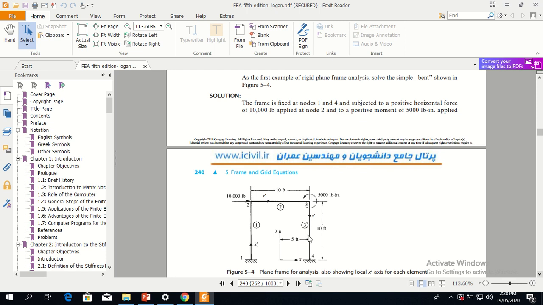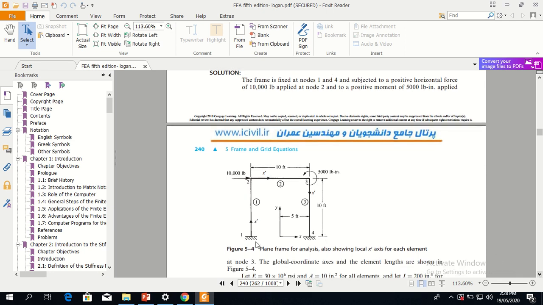This frame has 3 elements, 1, 2, 3, and 4 nodes. So the boundary conditions are that node 1 and node 4 are fixed. That means no displacement will be here, and node 2 and node 3 will show displacements, and force is acting at node 2 and moment is acting at node 3. These are the boundary conditions.